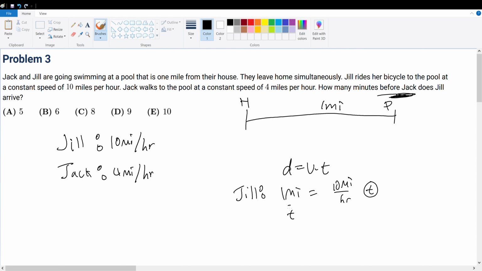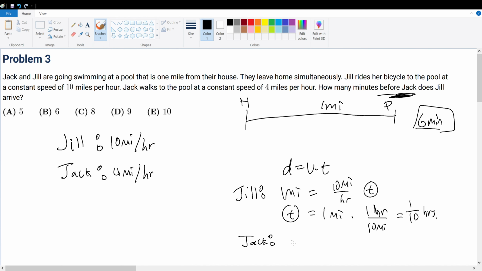What is her T? Well, T will be 1 mile times 1 hour per 10 miles, which is equal to 1 over 10 hours. So she took 1 over 10 hours, which is the same thing as 6 minutes, because obviously there are 60 minutes in 1 hour. So if there's 6 minutes that Jill took, how much time did Jack take?